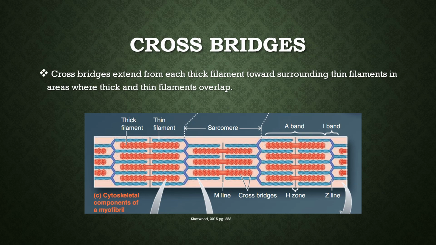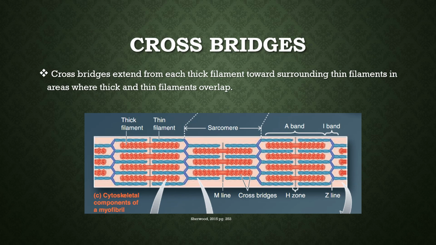Finally, let's discuss cross bridges. Cross bridges extend from each thick filament towards surrounding thin filaments in areas where thick and thin filaments overlap. Cross bridges project from each thick filament in all 6 directions towards the 6 surrounding thin filaments. Each thin filament is surrounded by 3 thick filaments.